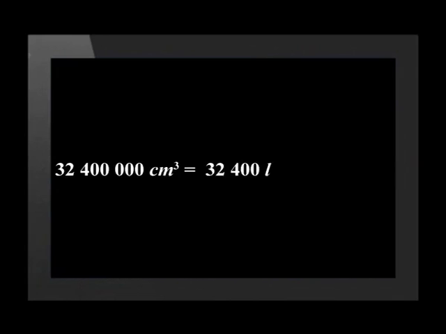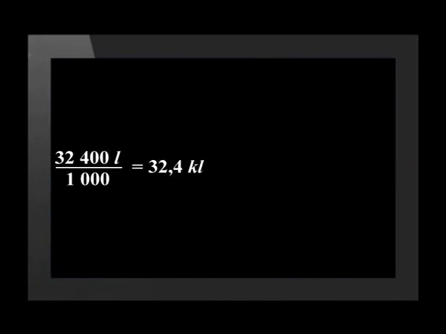Now we need to convert our answer into kiloliters. There are 1,000 cubic centimeters in 1 liter. To convert to liters from cubic centimeters, we divide by 1,000. The answer is 32,400 liters of water. To convert to kiloliters, we divide by 1,000. Remember that kilo means 1,000. The answer is 32,4 kiloliters.